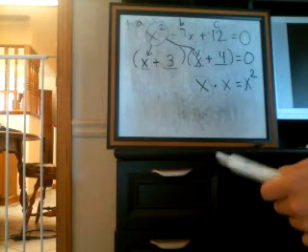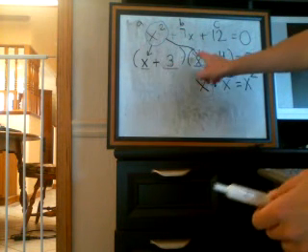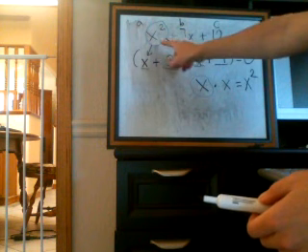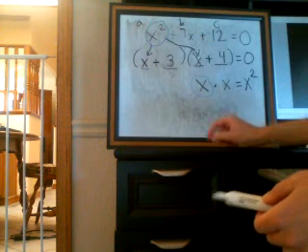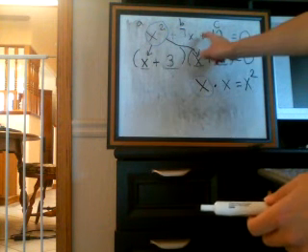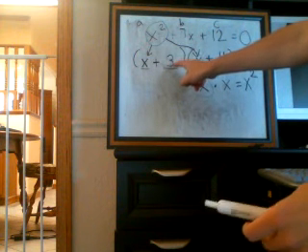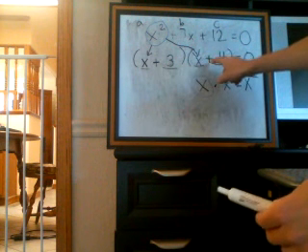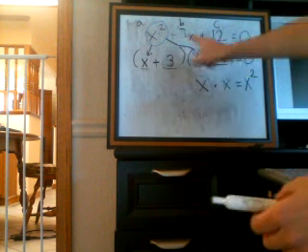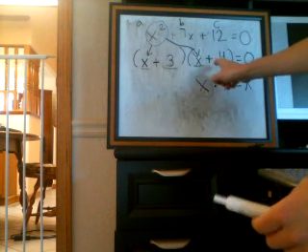Welcome back. In my last video, I showed you how to factor the left side of this quadratic equation, which was x squared plus 7x plus 12. And we figured out that when you factor this equation on the left side, you get x plus 3 in these parentheses right here, and x plus 4 in these parentheses.